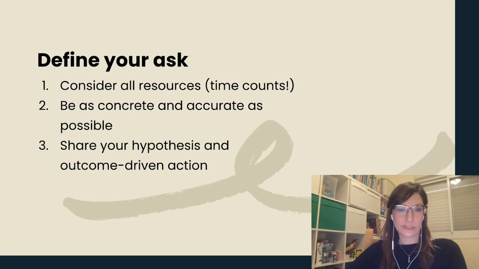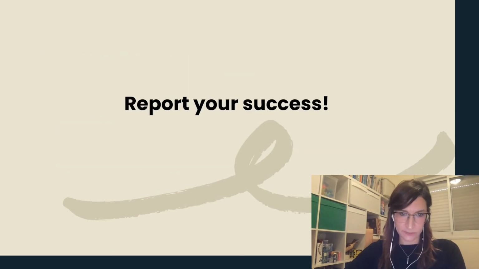Consider all the resources that you need, including time. Be as concrete and accurate as possible and share your hypothesis and your outcome-driven action. They need to understand, okay, if we give you the resources you need, again, whether that's time, whether that's headcount, whether that's just a subscription to a tool that might facilitate your work, what will you do if your hypothesis is correct? What will you do if your hypothesis is incorrect? They need to know what will be actionable from this process.